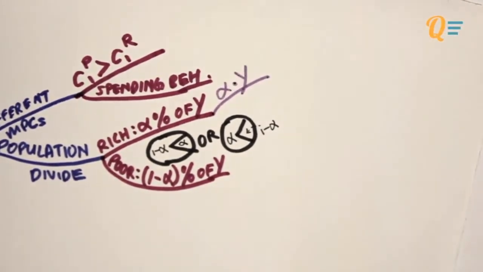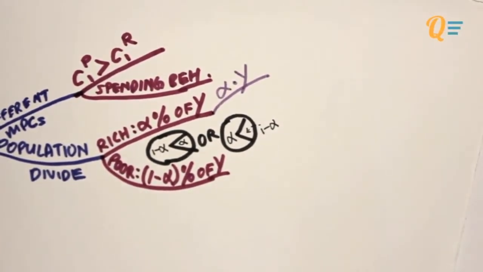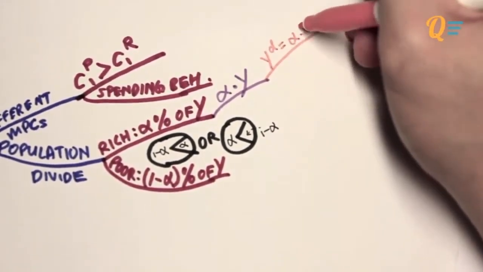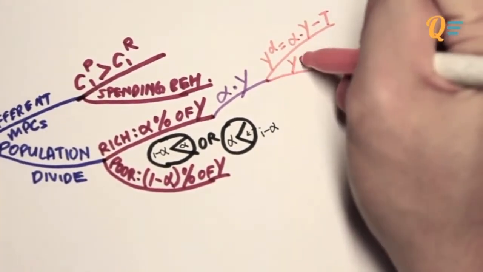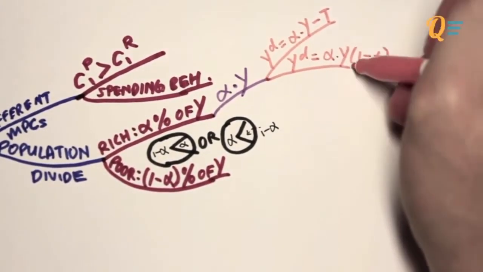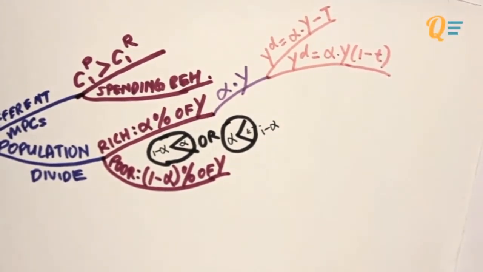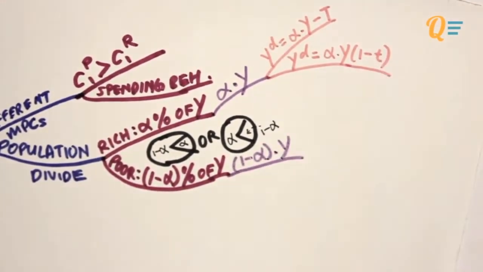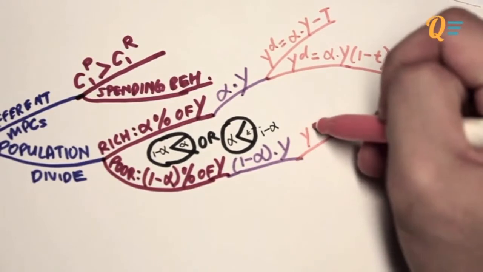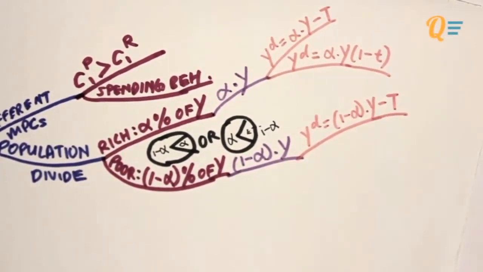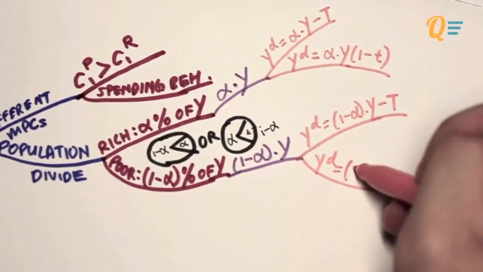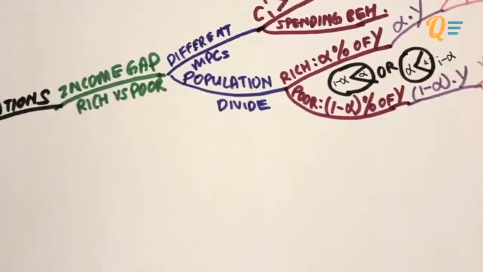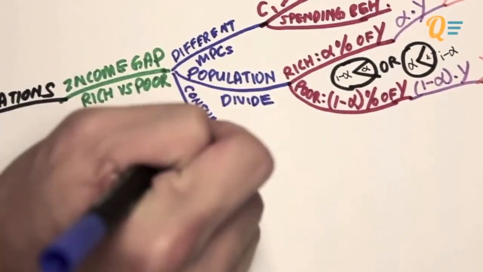So the rich will be earning an income of alpha multiplied by Y. So let's calculate their disposable income when there's a lump sum tax. It is basically alpha Y minus T. And in the case of a proportional tax, it will be alpha Y multiplied by 1 minus T. So you see, it's quite straightforward to calculate disposable income now. So for the poor, their total income is 1 minus alpha times Y. Therefore, disposable income for lump sum tax is going to be this, and disposable income for proportional tax is going to be this. Okay, let's take a look at the consumption function, shall we?